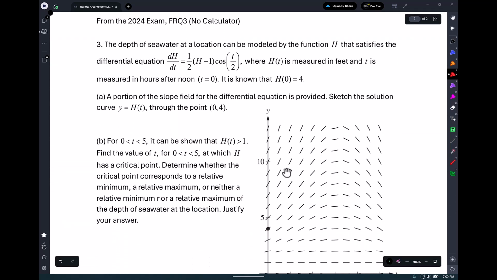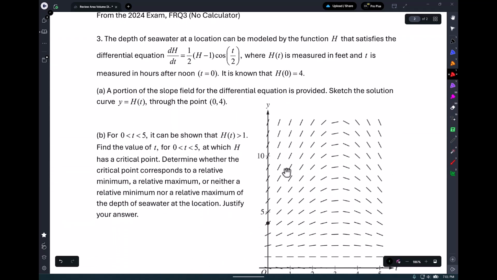All right, now we got a differential equation here. So it says the depth of seawater at a location can be modeled by the function h that satisfies the differential equation. So here's my differential equation, where h of t is measured in feet and t is measured in hours after noon. It is known that h of 0 is 4. Okay, so it looks like this is in context. It looks like this represents the depth of water at a location.